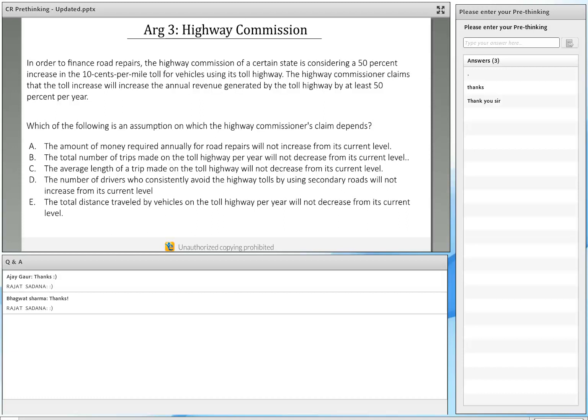Won't cost have an impact on revenue? Garima, which answer choice are we talking about here? That way I can address that. A, the total amount of money required for road repairs. Do we care about the amount of money required for road repairs when it comes to the conclusion? The conclusion isn't saying that it will collect enough money. The conclusion is really saying that the annual revenue collected will be higher than what it was last year. And that's where the context sometimes tries to confuse you: in order to finance road repairs. Yes, that's the context, but that's not what the author is saying.